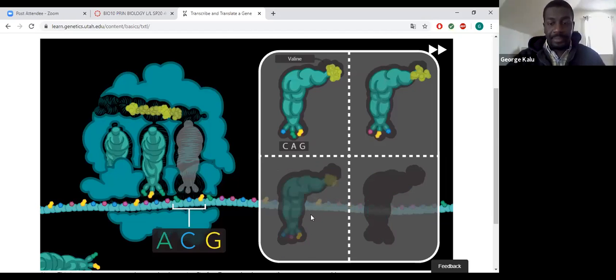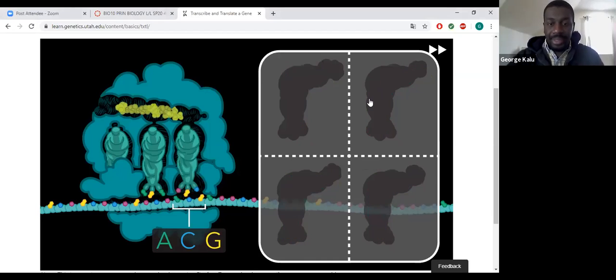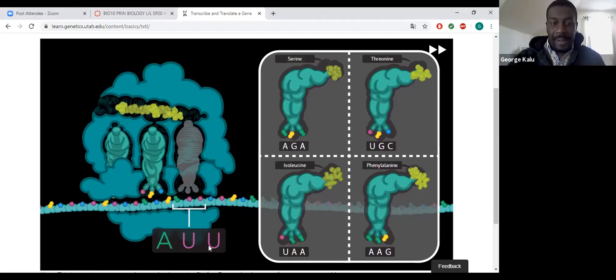Good. Here we have the codon ACG. So what would be the corresponding anticodon, and what amino acid are we bringing? Oh, that's all good. Yeah, so we have UGC, right? UGC, so that's going to be our threonine here. Perfect. Good. Now we have AUU. That's our codon. What's our corresponding anticodon? UAA, perfect, which is isoleucine.